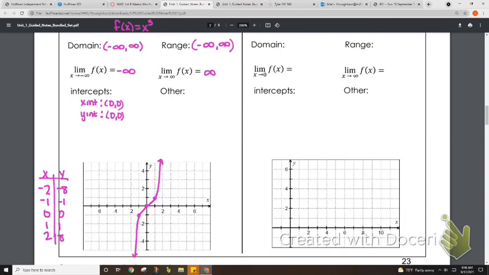All right, and then what else can we talk about on this? So let's see, increasing, decreasing. Well, our graph is increasing the whole time. Now, right here in the middle, it starts to slow down, but it's still increasing, okay? So we can say that it's increasing from negative infinity to infinity.